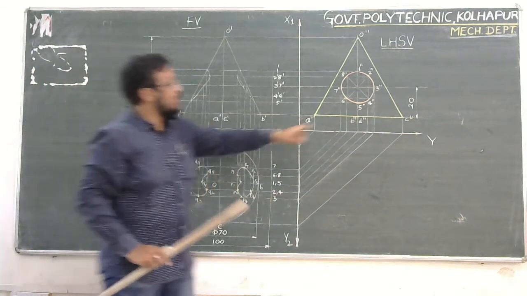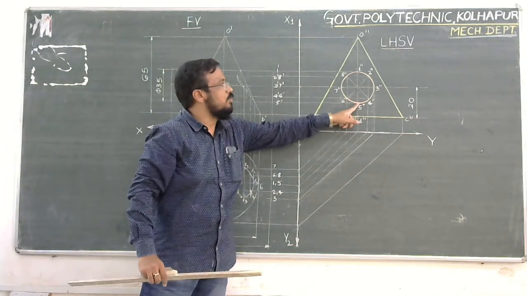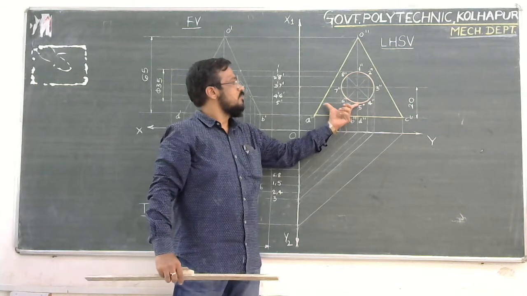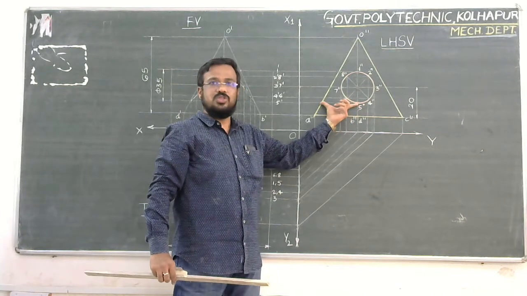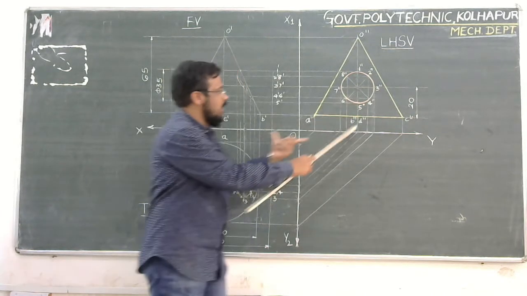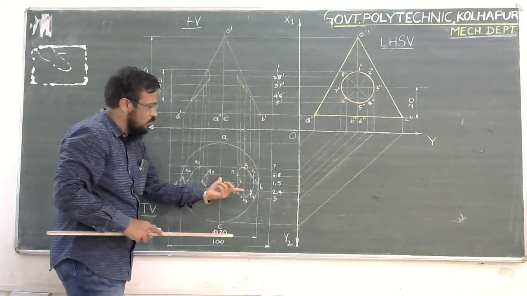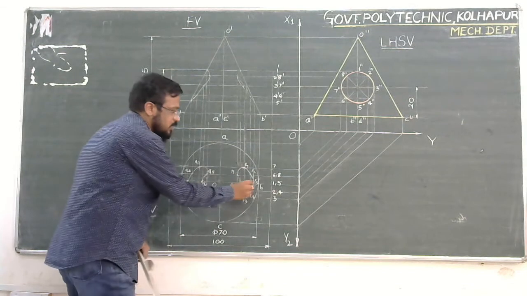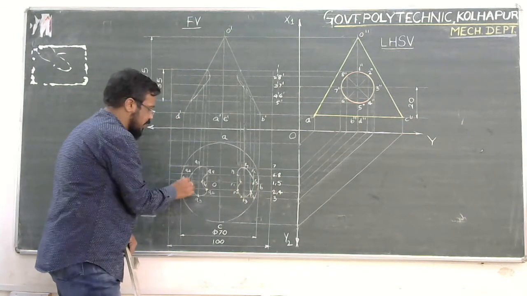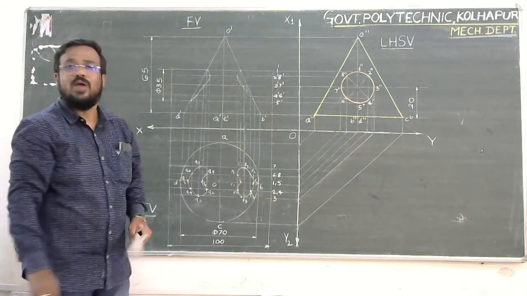In the similar way, for this point 5, what will be the distance? From this point to this. So this distance you have to take into compass. Refer to this line 5. It comes over here to this line with O as a center and that radius, you cut it here. You will get P5 and Q5.